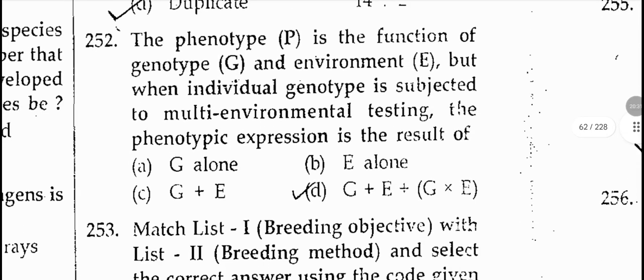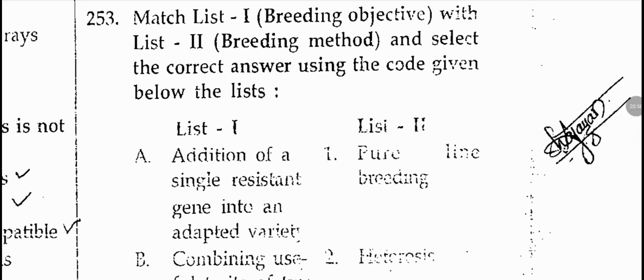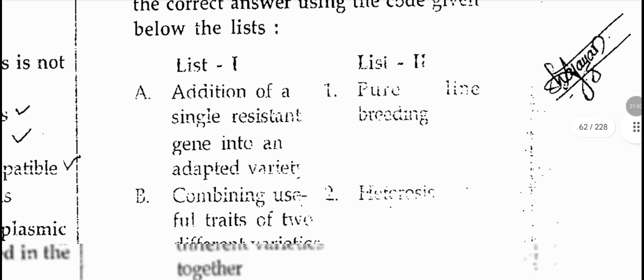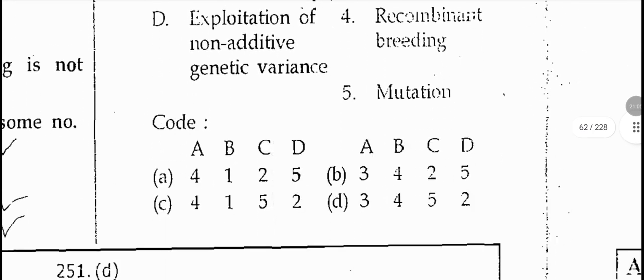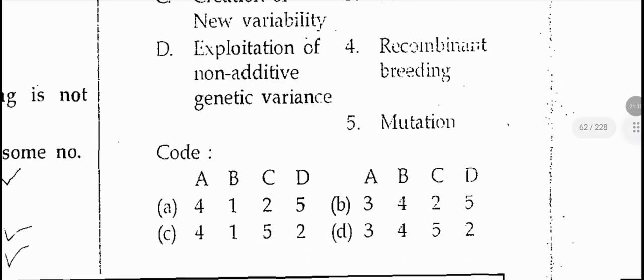Question number 252. The phenotype P is the function of the genotype and the environment, but when an individual genotype is subject to multi-environmental testing, the phenotypic expression is the result of option D, G plus E plus G times E. Match the following. Question 253. Breeding objective with the list of breeding method, and select the correct answer using the code given below. Okay, so what would it be? It would be option D, 3, 4, 5, 2.